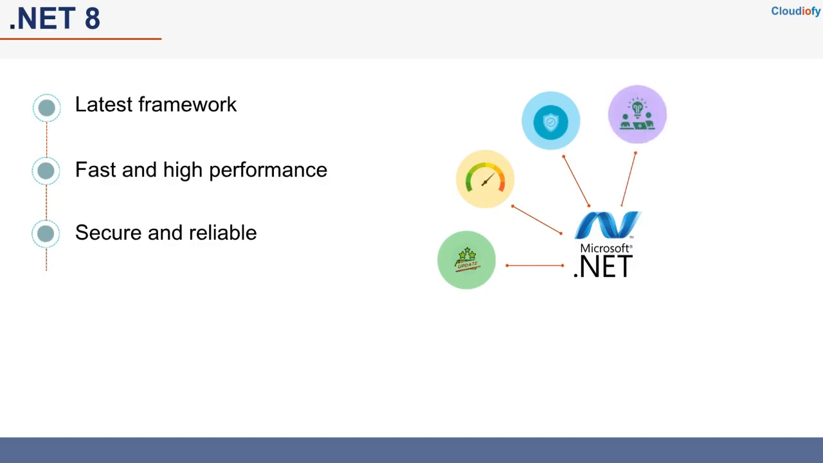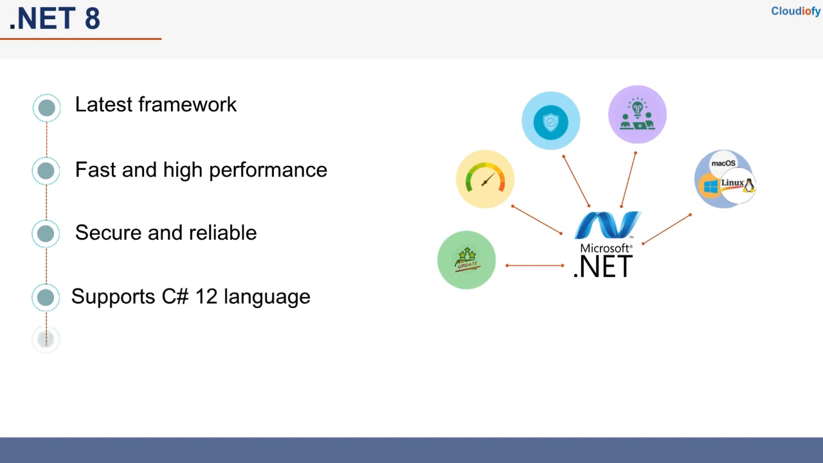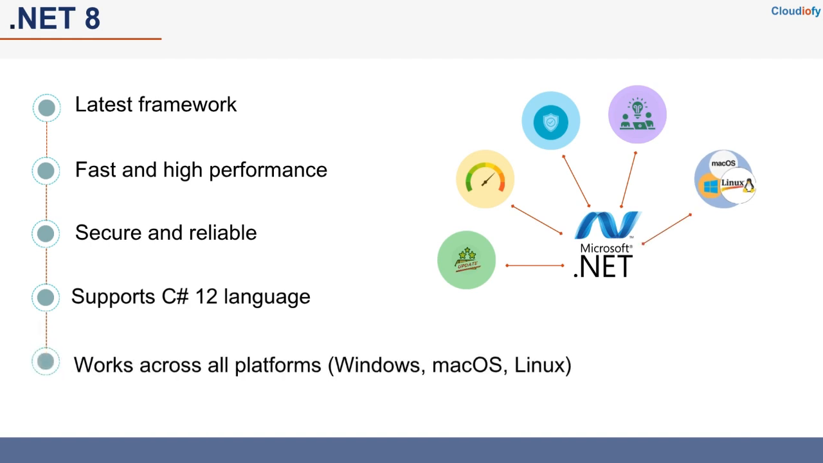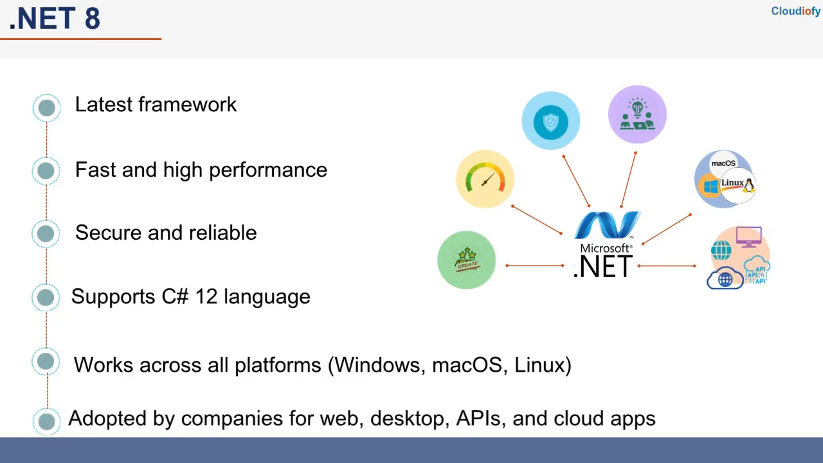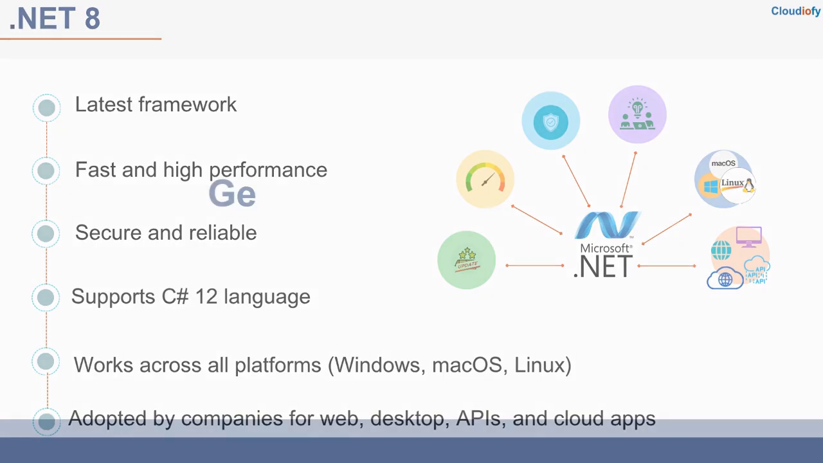It supports C# 12, the latest version of the language, so you learn with all the newest features. It's cross-platform. This means you can run your apps on Windows, macOS, or even Linux. And importantly, companies are already migrating to .NET 8 for building web apps, desktop applications, APIs, and cloud-based services, so you're learning what's relevant in the real world.